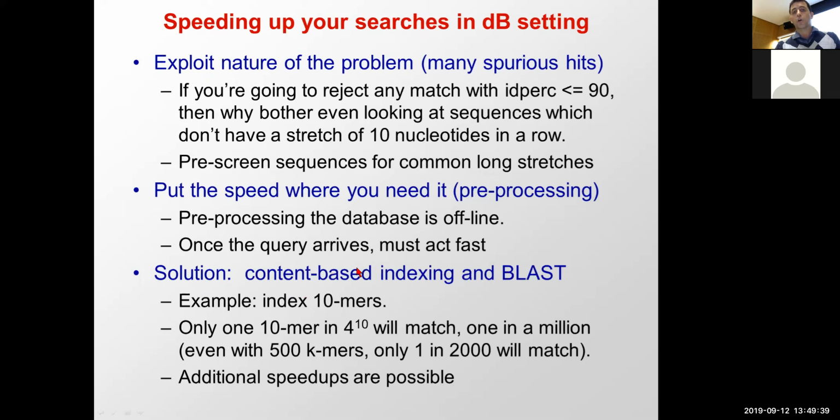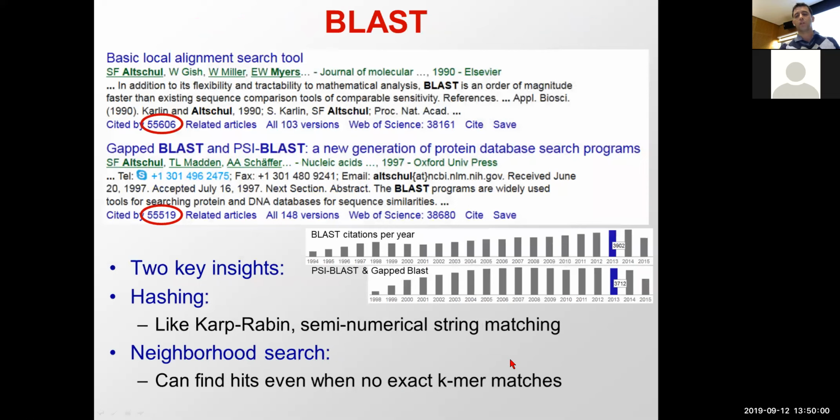For example, if I index every tenmer, only one tenmer in 4 to the 10 will match, and that's one in a million. Even with 500 kmers, it's only one in 2,000. So this is a dramatic speed up from having to search everything in the database. And many additional speed ups are possible, as we're going to see. That's what led to this very modestly named Basic Local Alignment Search Tool, or BLAST, a very cool acronym.